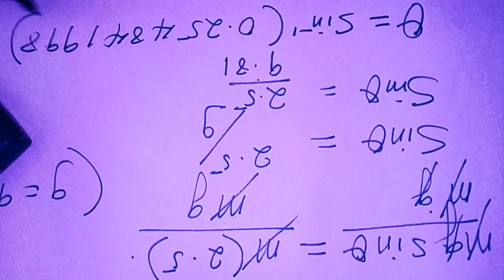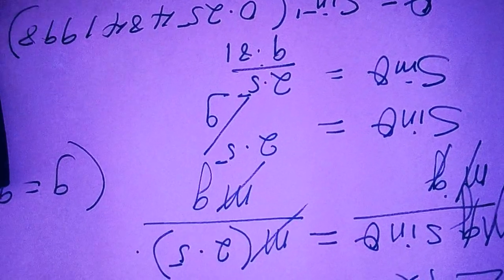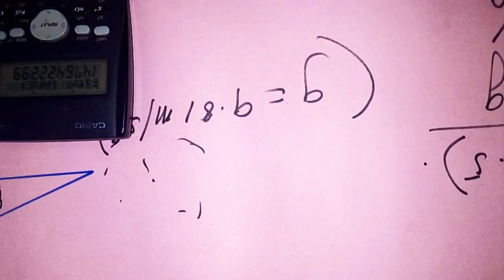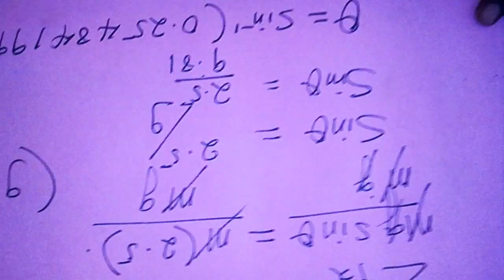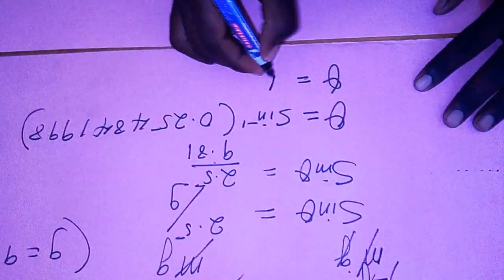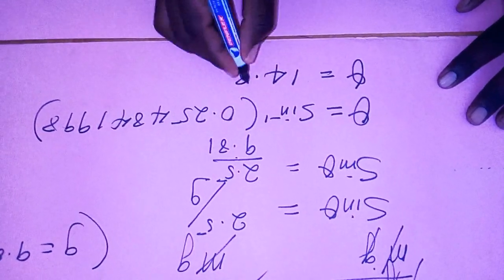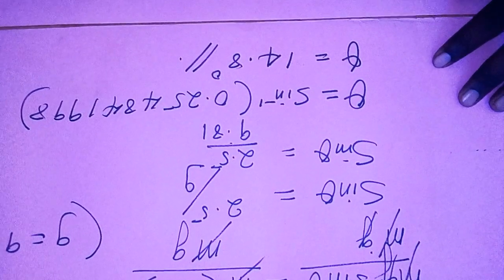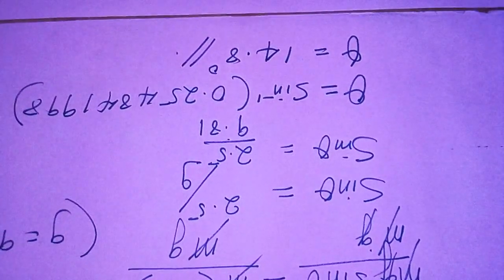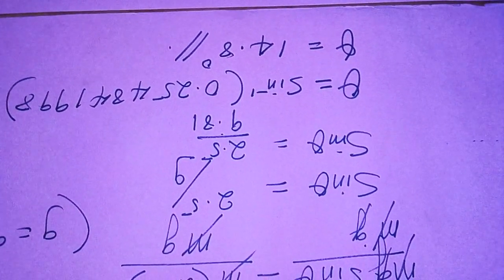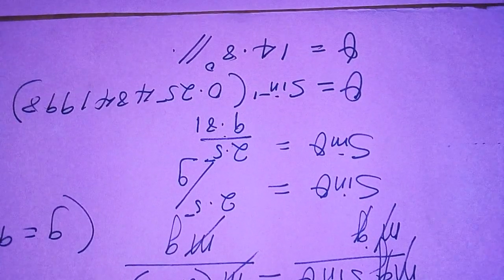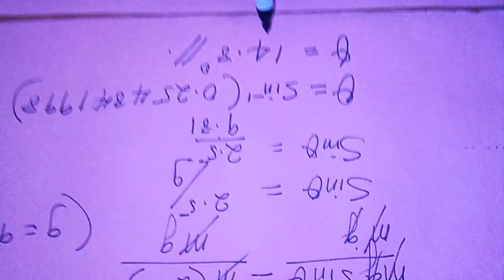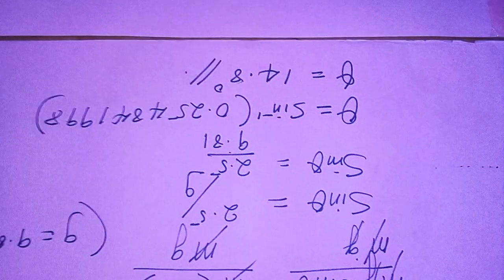0.254841998. Then when you punch the inverse sine on your calculator, you're going to have theta equal to 14.8 degrees. And that's how you would have found the angle of inclination. So the maximum angle of inclination of the ramp is going to be 14.8 degrees.